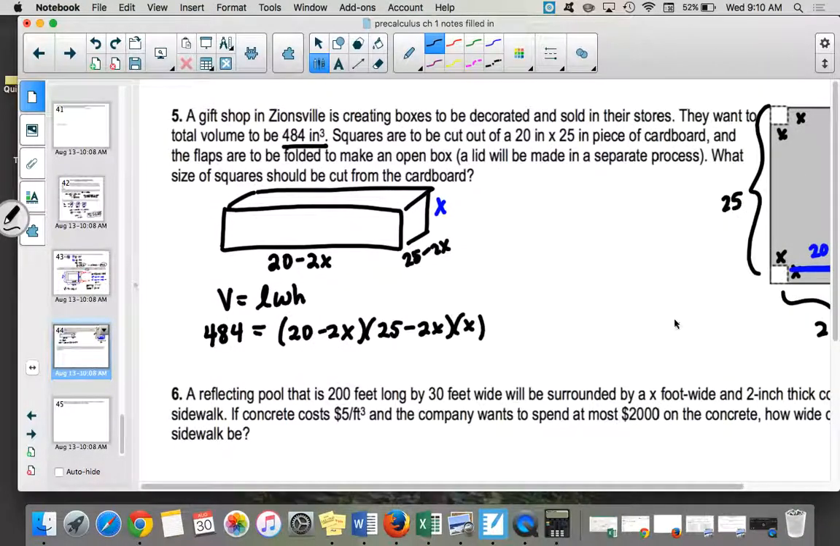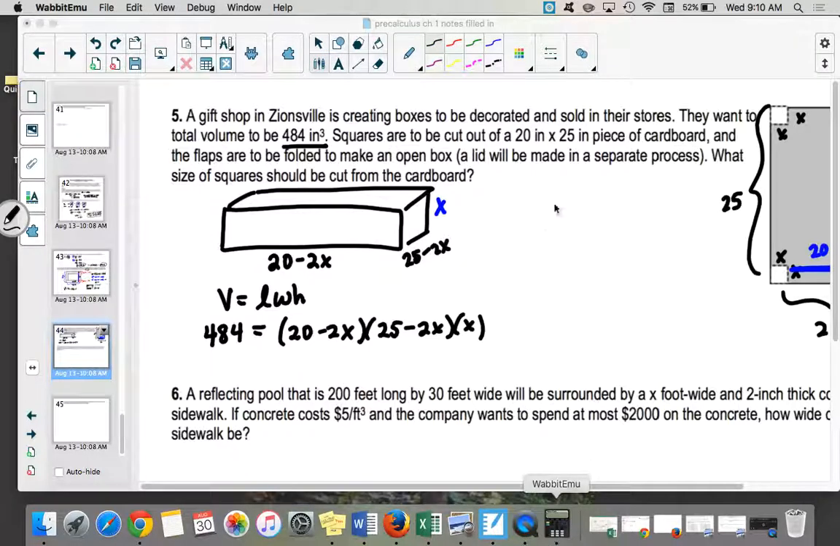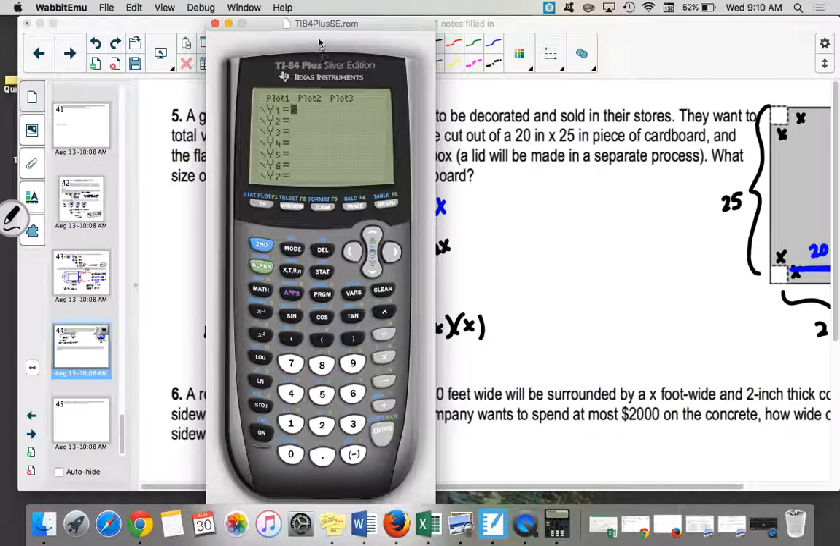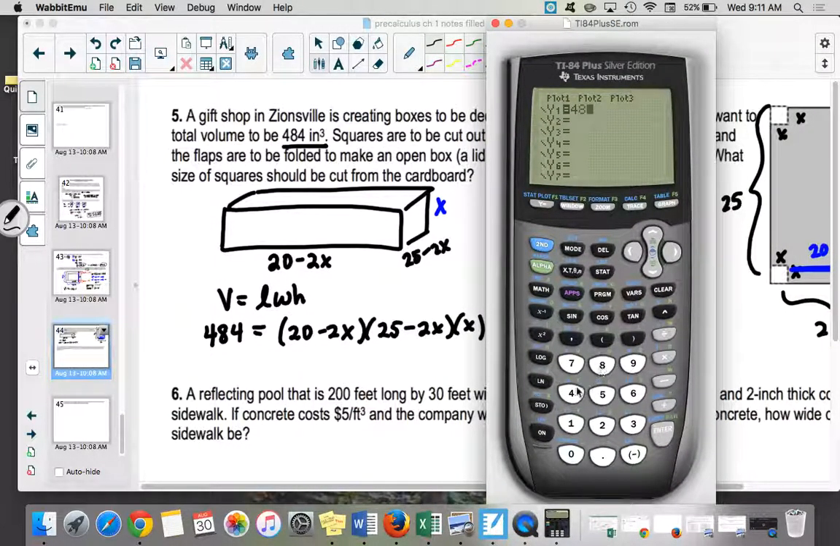Okay, so what we're going to do is you could subtract the 484 over to the right and not worry about the window as much and have it set equal to 0. Or you can do like we did on the last one and do a y1 and a y2. Just adjust your window so it goes up past the 484 for the y value. Either way, doesn't matter. Okay, so let's say we do the y1, y2. We're putting 484 in for one of them, and for the other one we're putting 20 minus 2x, and then 25 minus 2x, and then x.